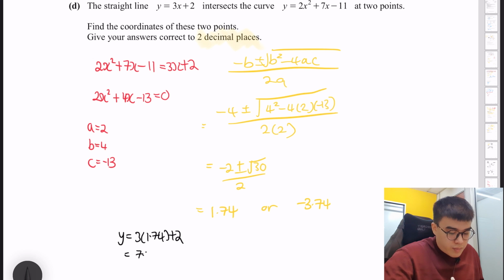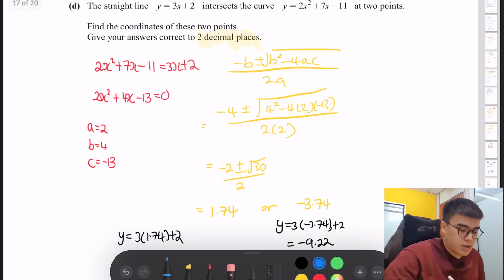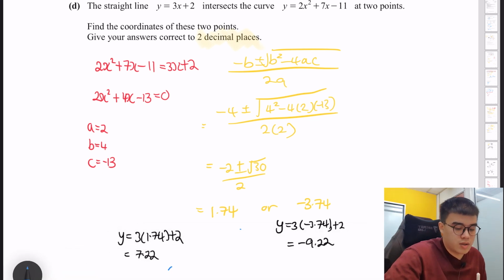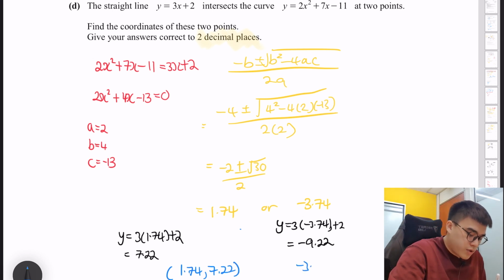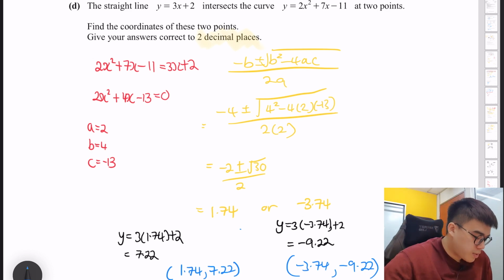You will get 7.22. Wow, if you were to calculate it here, you will get a result of negative 9.22. So the final coordinates that you should be giving to the examiner will be 1.74, 7.22, followed by negative 3.74, negative 9.22 for your question 9. So moving on to the last part, I suppose.